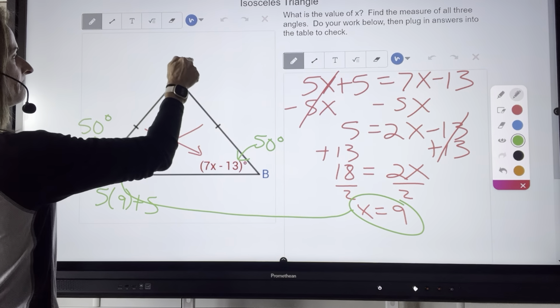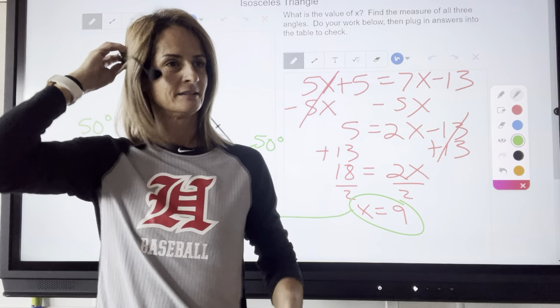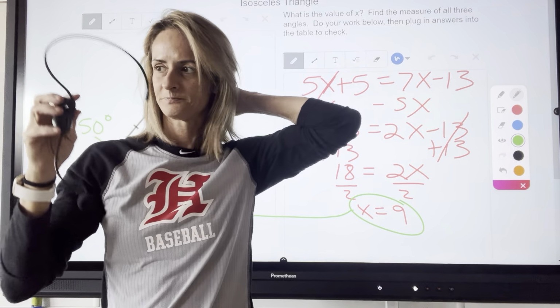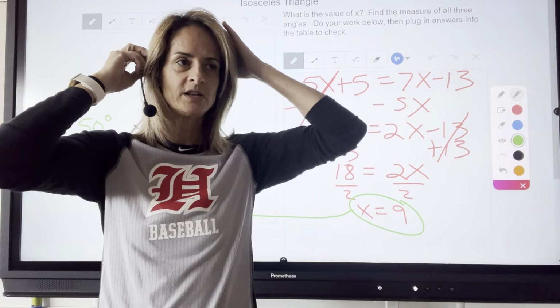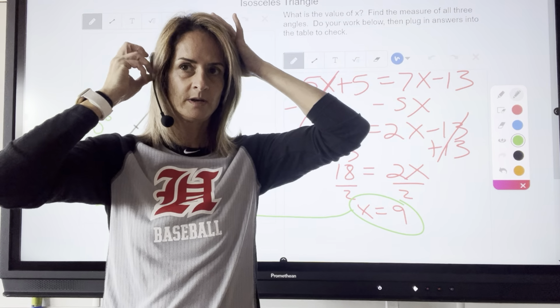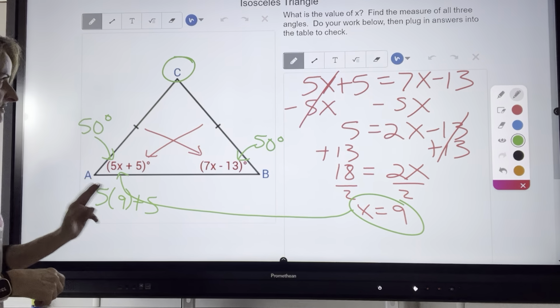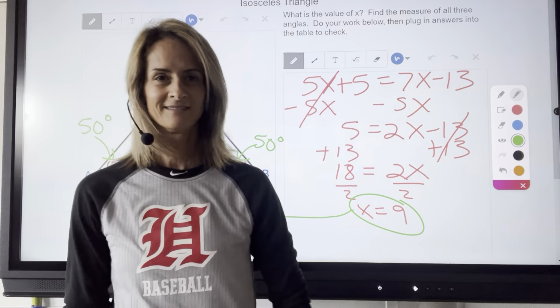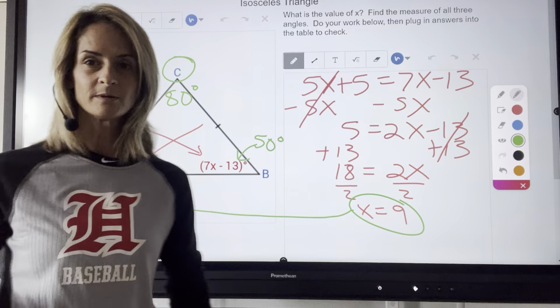How are we going to figure out the measure of angle C? The triangle sum always adds up to 180 degrees. That's the triangle sum theorem. So if the base angles are 50 degrees and 50 degrees, what's the measure of angle C? Done. That was a tough problem.